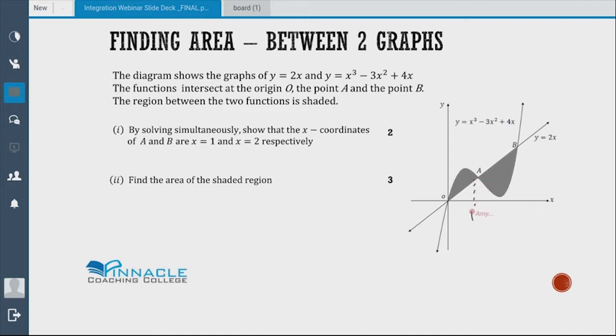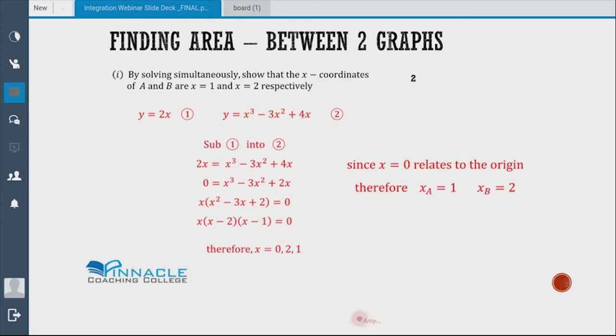So obviously, if you go back to the diagram, 0 is the origin, so A is probably 1 and B is 2. Now, if you look at the question, you're just really showing the x coordinate, so you don't need to go and find the y coordinate. So you just conclude and answer the question. So x is 1 and 2.